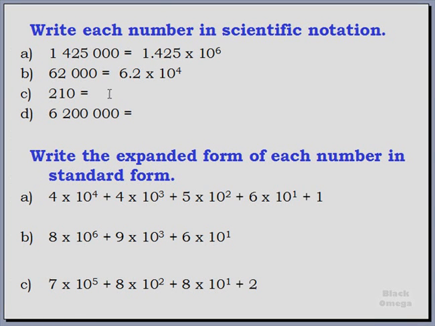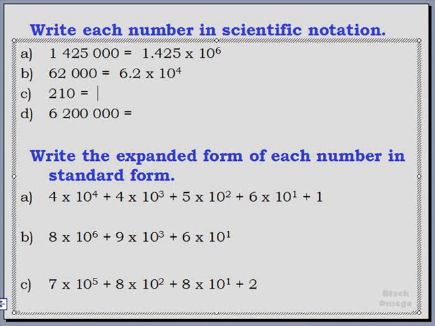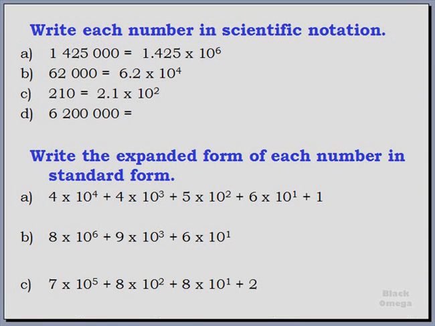Next question, 210. If we need to change that, remember your first factor between 1 and 10, so we can make it 2.1. It can't be 21.0 and it can't be 0.210. It's got to be between 1 and 10. So we have 2.1 times 10. And how many times did we have to move that decimal? We had to move it 2 times, so that gives us 2.1 times 10 to the power of 2.